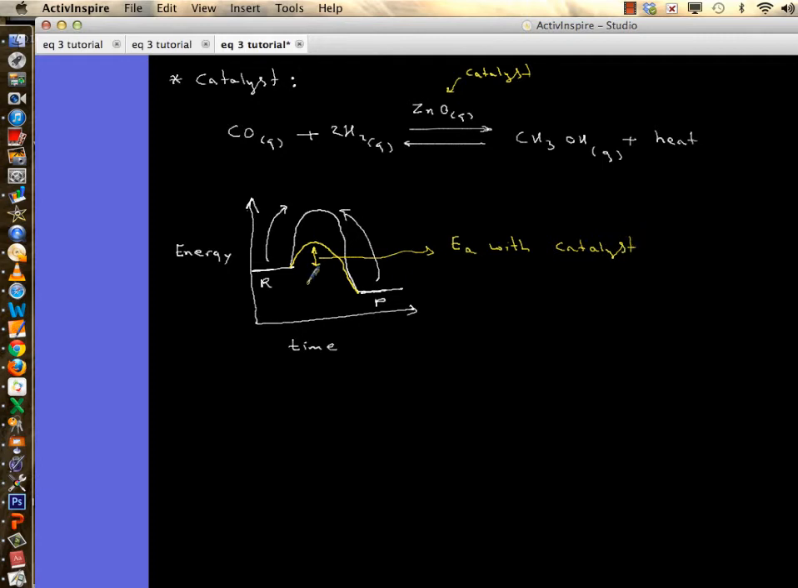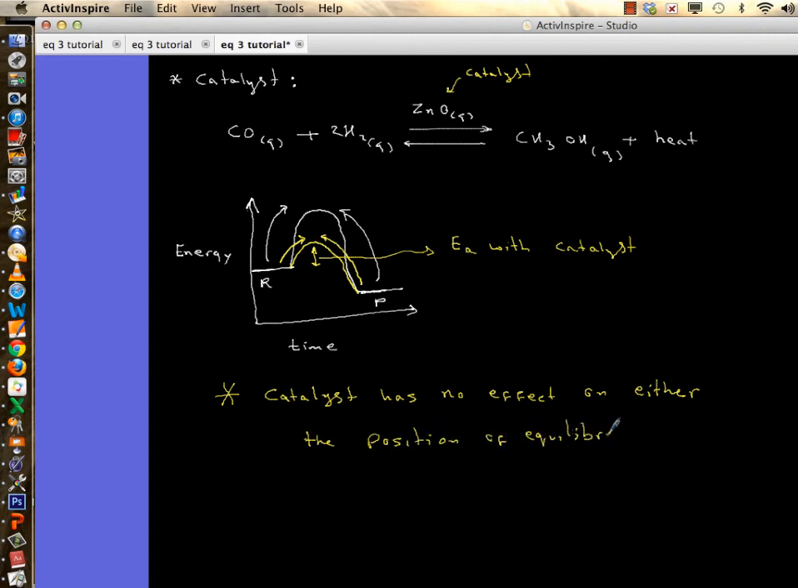Now if you introduce a catalyst to a system at equilibrium, you will speed up the forward reaction and you will speed up the reverse reaction equally. So a catalyst has no effect on the position or value of Kc. So remember that for the sake of answering questions, a catalyst has no effect on either the position of equilibrium or the value of Kc.